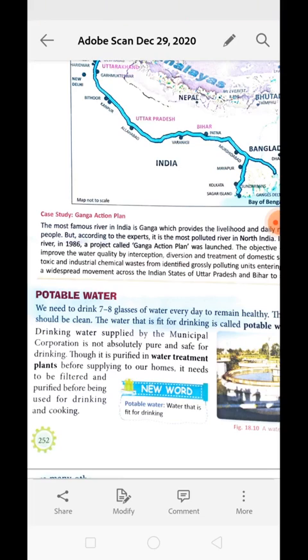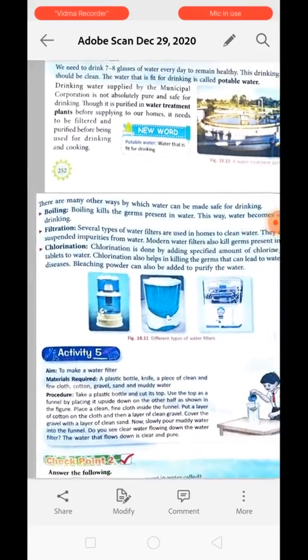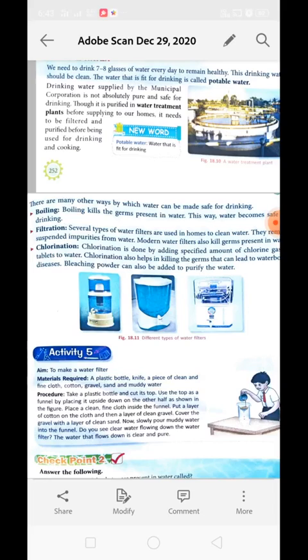There are many methods by which water can be made safe to drink. Over here some of them are mentioned, like boiling. Boiling basically kills the germs present in the water. This way water becomes safe for drinking. Second is filtration. Several types of water filtration equipment are available in the market that can be used at home to clean the water. They remove suspended impurities from water, and modern water filters are also able to kill the germs present in it.